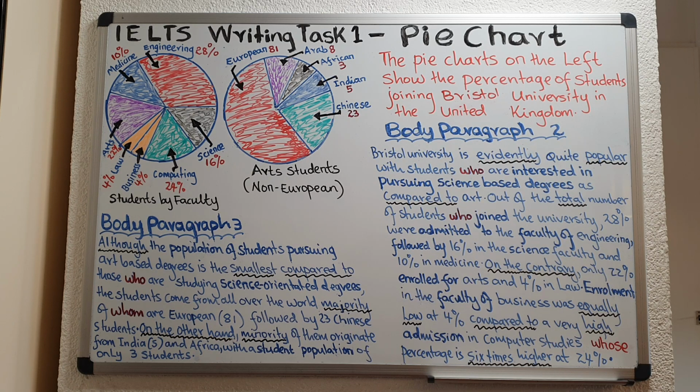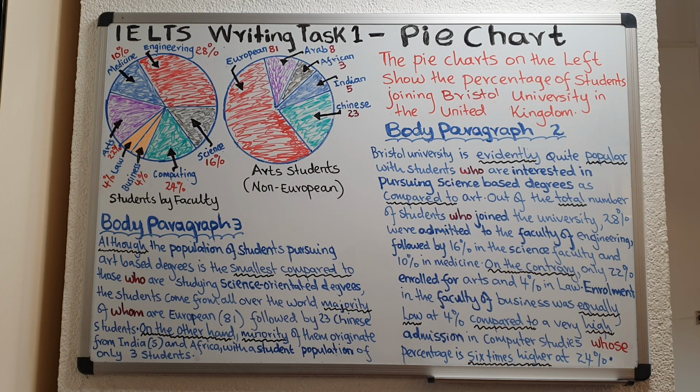Although the population of students pursuing art-based degrees is the smallest compared to those who are studying science-orientated degrees, the students come from all over the world, majority of whom are European. You have 81 of them in brackets, followed by 23 Chinese students. On the other hand, minority of them originate from India. You have 5, and Africa with a student population of only 3 students.